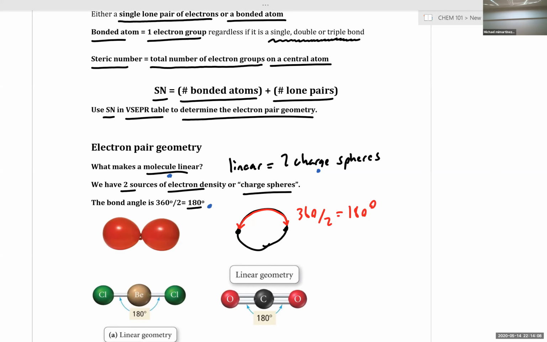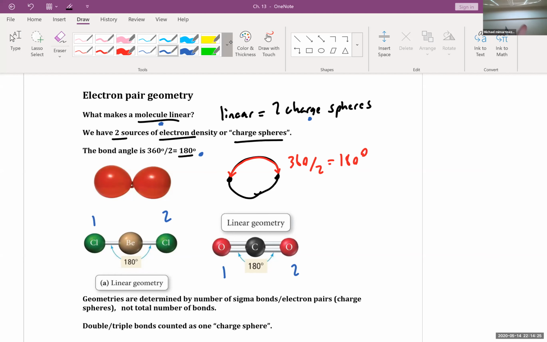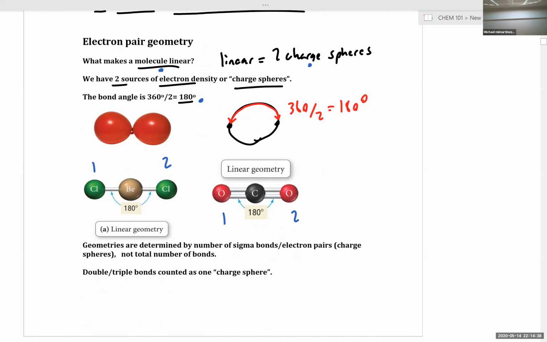So looking at some examples, beryllium chloride has two charge spheres because we have two bonded atoms. Carbon dioxide has two charge spheres because it has two bonded atoms. Does it matter that carbon dioxide has double bonds? Do we care about the number of bonds? No. Geometries are determined by the number of sigma bonds and electron pairs, not the total number of bonds. Double and triple bonds are counted as one charge sphere.